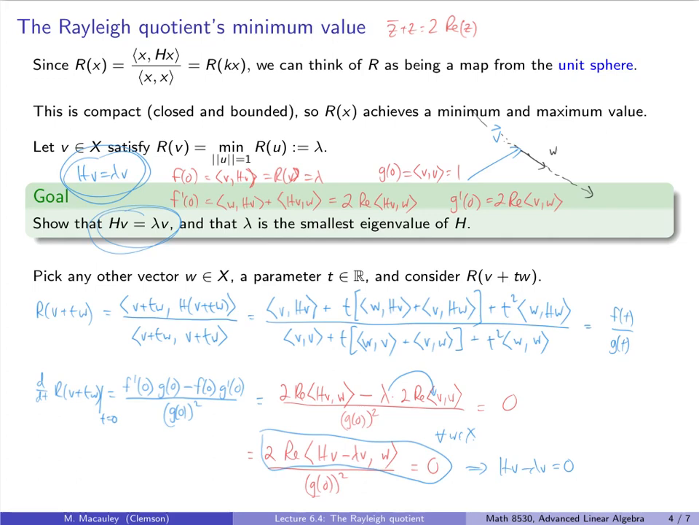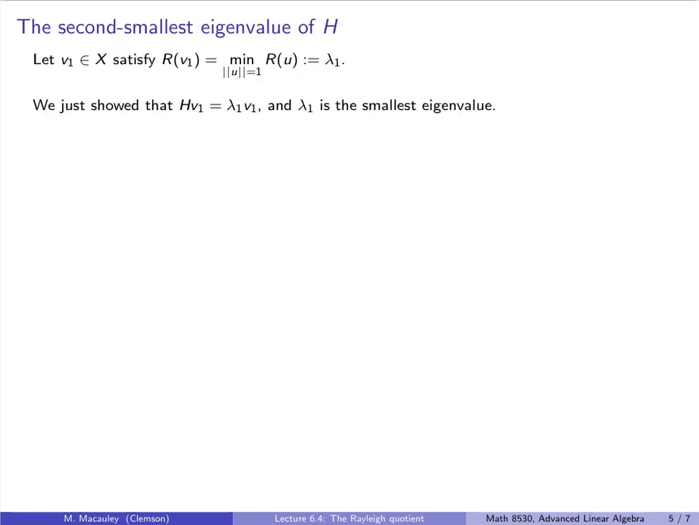Moreover, it is clear that lambda is indeed the smallest eigenvalue of H. We just showed that the minimum value of the Rayleigh quotient is the smallest eigenvalue, and this is achieved at the corresponding eigenvector. This eigenvector spans a one-dimensional subspace, so its orthogonal complement, which we will call x1, is n-1 dimensional, and the vector space X is the direct sum of x1 and the span of v1, which are orthogonal complements.